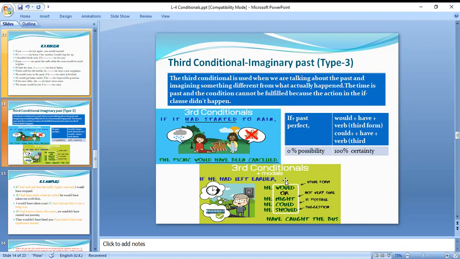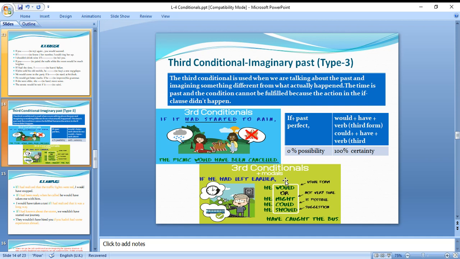The third condition is imaginary past or impossible or unreal past. The third condition is used when we are talking about the past and imagining something different from what actually happened. The time is past and the condition cannot be fulfilled because the action in the if clause didn't happen. The structure is: if plus past perfect in the subordinate clause, and would have plus the third form of the verb, that means past participle, in the principal or main clause.